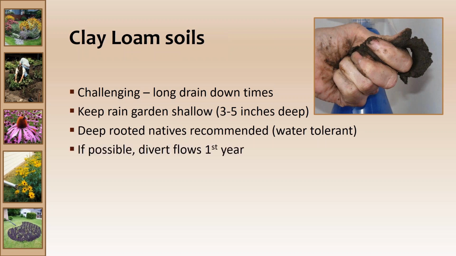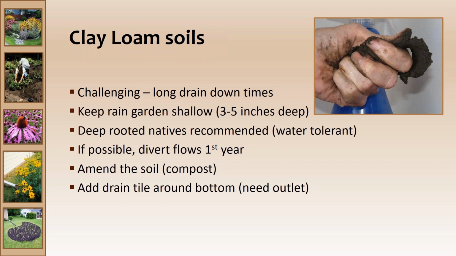If possible, diverting the flows away from the rain garden for the first year is recommended, as well as amending the soil. And if all else fails, adding a drain tile around the bottom, which again, you might need to get a professional involved because now you need an outlet for your drain tile.